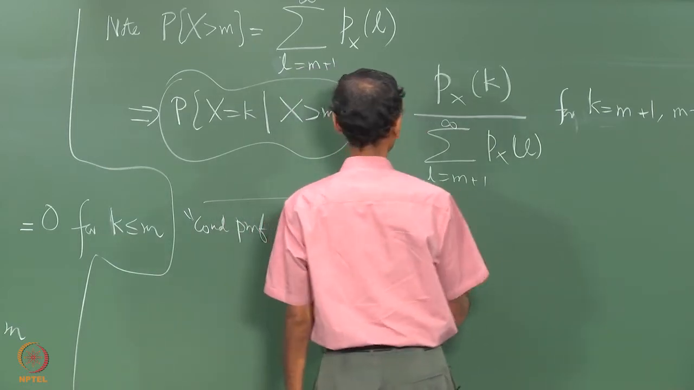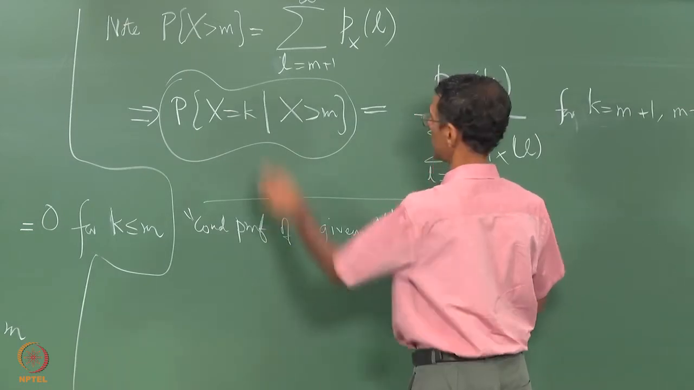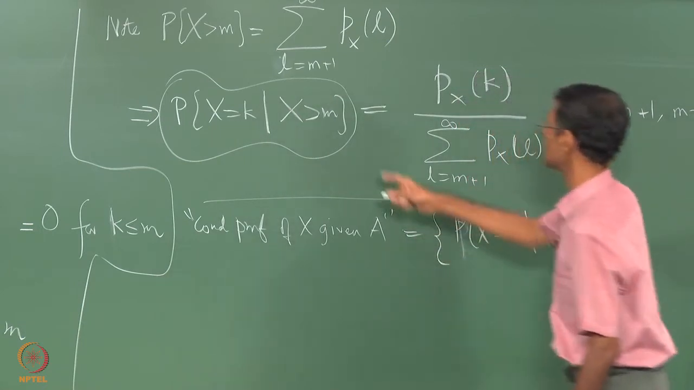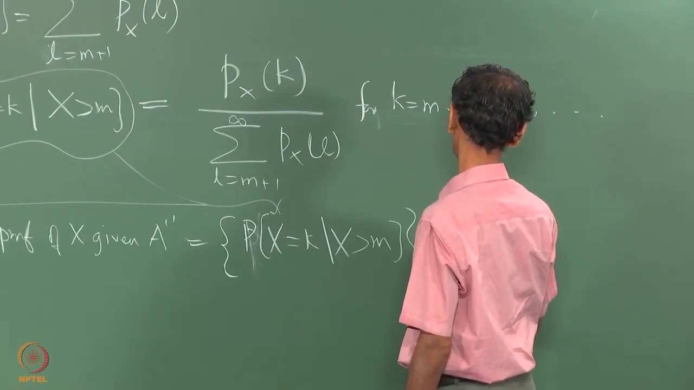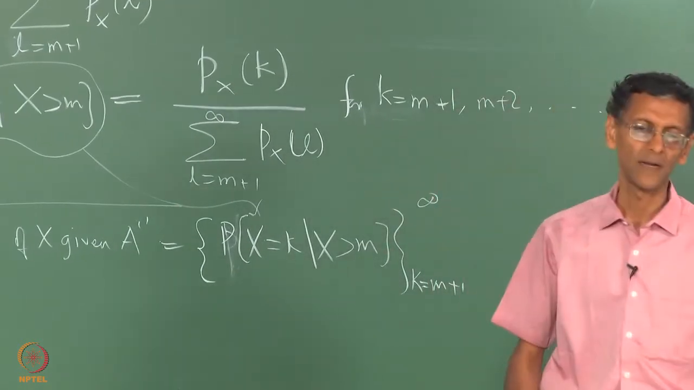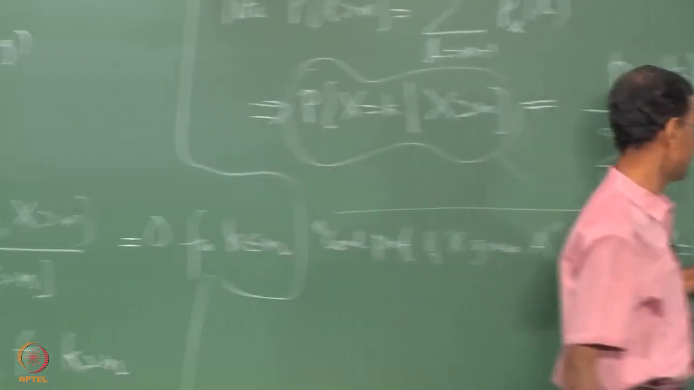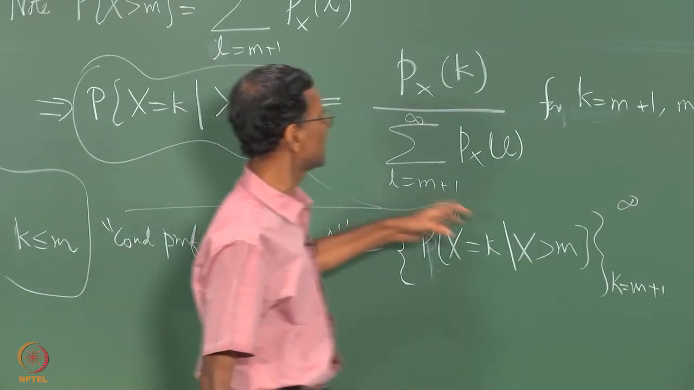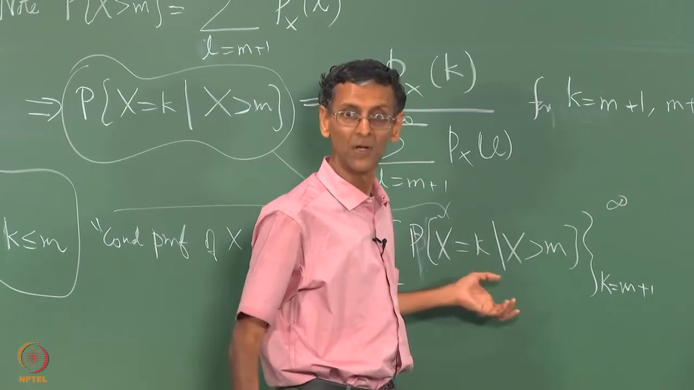Let me write it like this, P of x equals, I will rewrite this. Just take this exact thing and put it here. So k equal to, in this case, m plus 1 to infinity, it has to be only that, since x is greater than m, and we have said x is a set of non-negative integers. This has to be from m plus 1 to infinity. You can also extend it from 0 to infinity with the understanding it is 0 for k less than m.